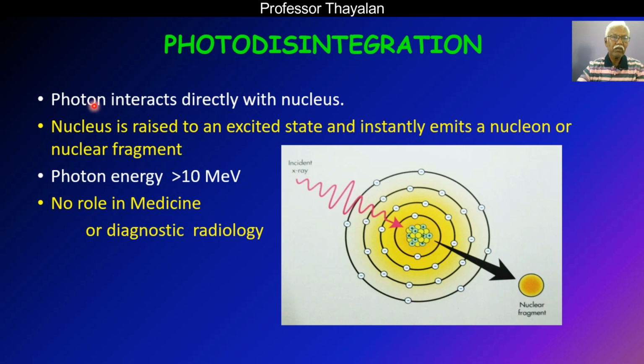Photodisintegration. In photodisintegration, the photon interacts directly with the nucleus. You can see in the picture, the photon comes here, interacts with the nucleus here, and nuclear fragments are formed. The nucleus is raised to an excited state and instantly emits a nuclear fragment or fragments. The fragments may be 1 or 2. It requires energy greater than 10 million electron volts. No role in medicine, especially in diagnostic radiology.